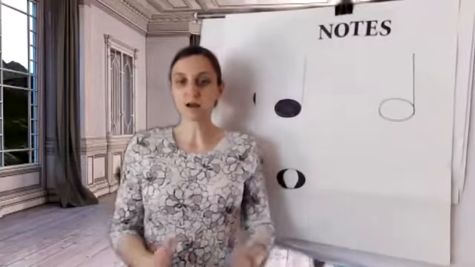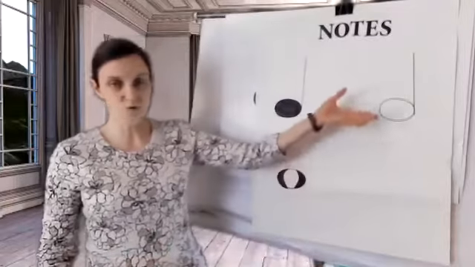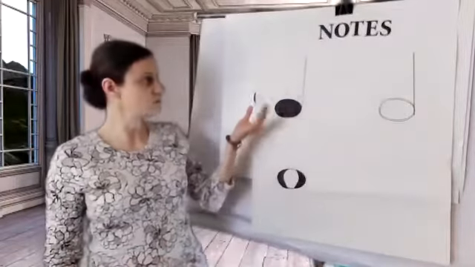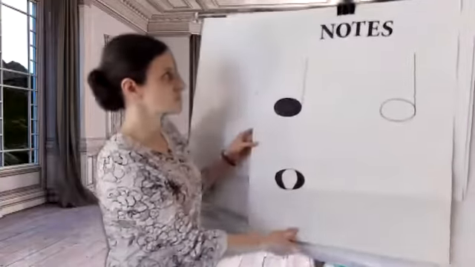So let's look right here. We've got the types of notes. We've got a whole note that gets 4 counts. We've got a half note that gets 2 counts. We've got a quarter note that gets 1 count. Let's move on to the next visual.